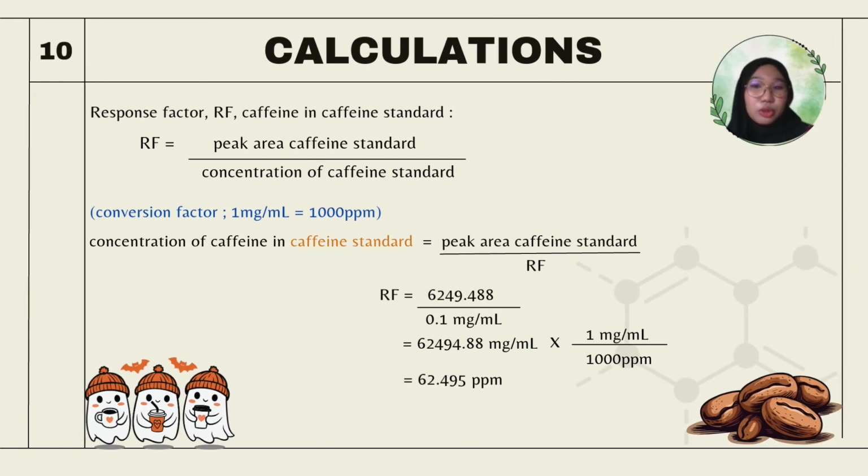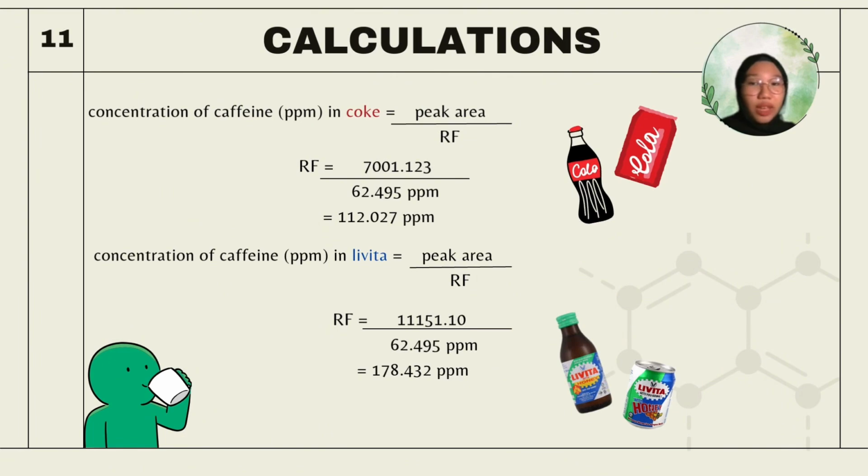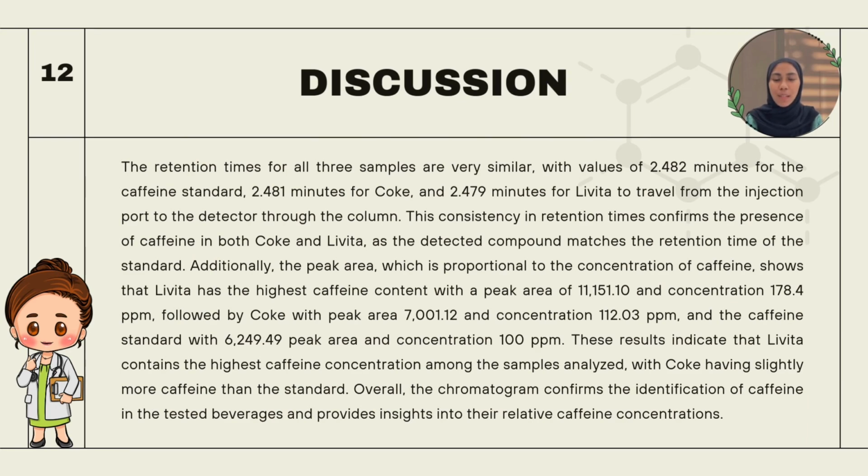Response factor equals peak area of caffeine standard over concentration of caffeine standard. So the RF for the caffeine standard is 62.495 ppm. Next, the response factor of caffeine in Coke is 112.027 ppm. And then lastly, the response factor of caffeine in Levita is 178.432 ppm.